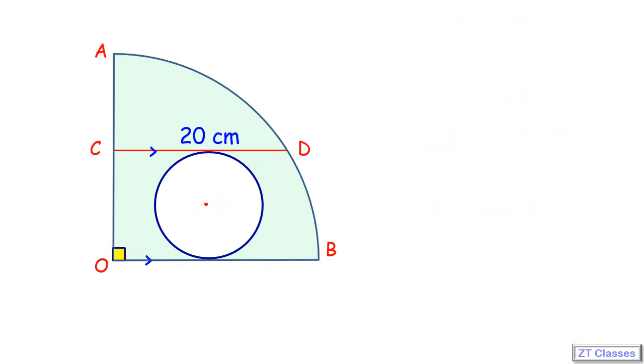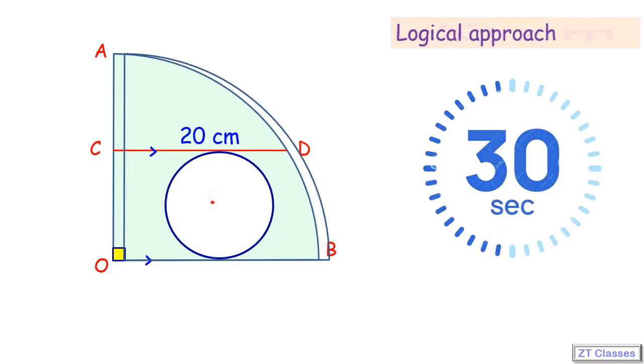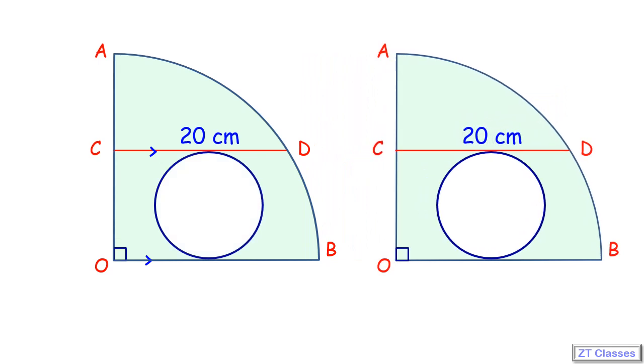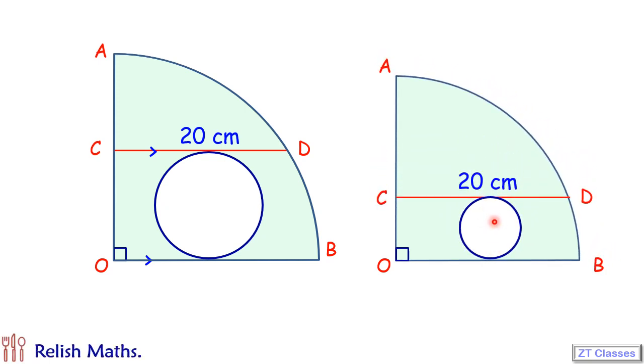Let's discuss the same question again and solve it by logical approach in 30 seconds. In the question, the length of CD is given, but no restriction is related to the length of capital R or the radius of smaller circle. Let's reduce the radius of smaller circle further. Radius of smaller circle is reduced.